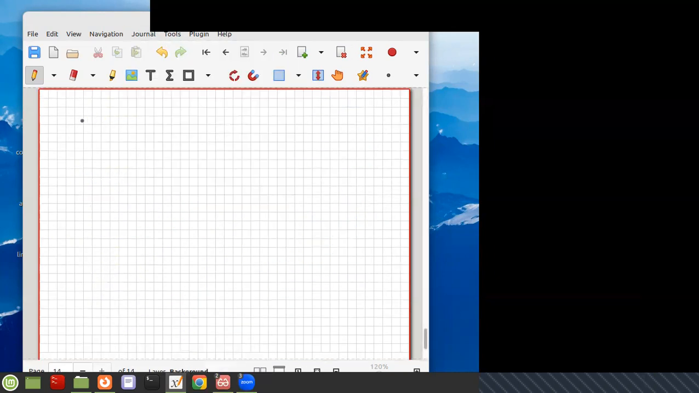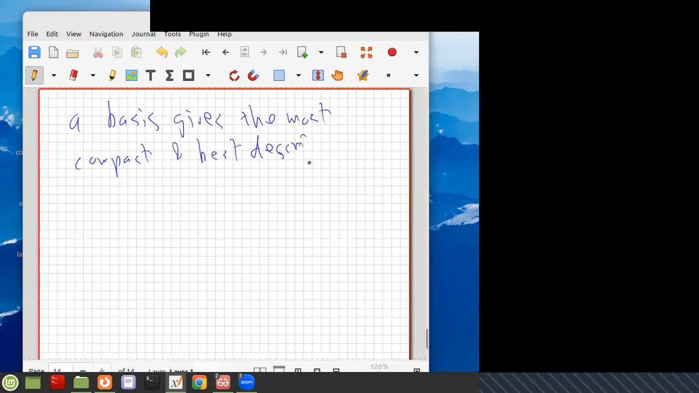This gives a basis, the most compact and best, in some sense, description of a vector space.